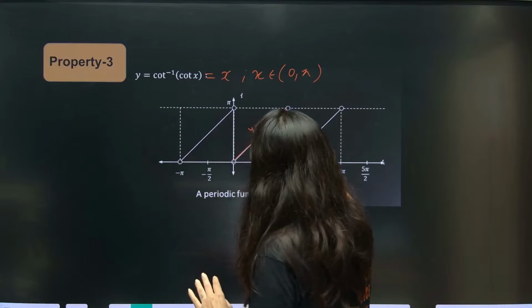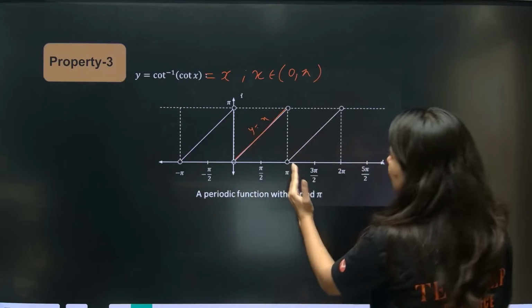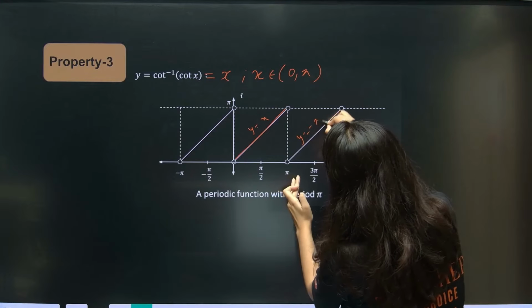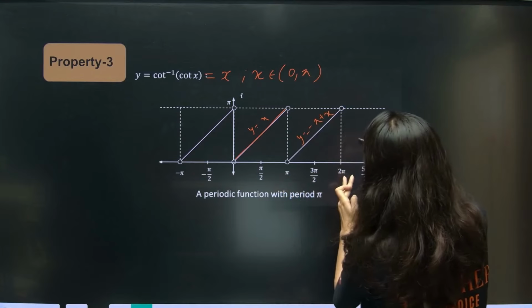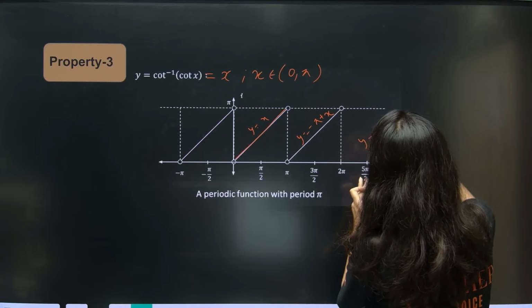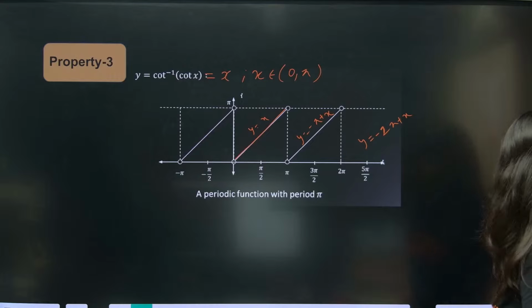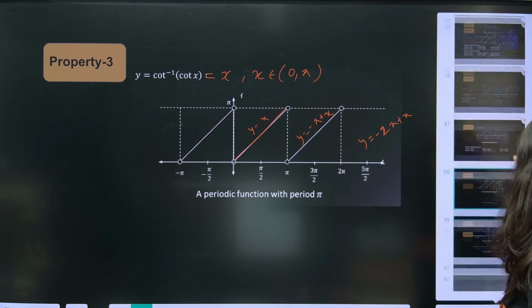So this is y is equal to x from 0 to pi. Then this is what? Tell me, y is equal to minus pi plus x. Then it is y is equal to minus 2 pi plus x, parallel lines with plus x as this. So this is a periodic function. This is your cot inverse x.